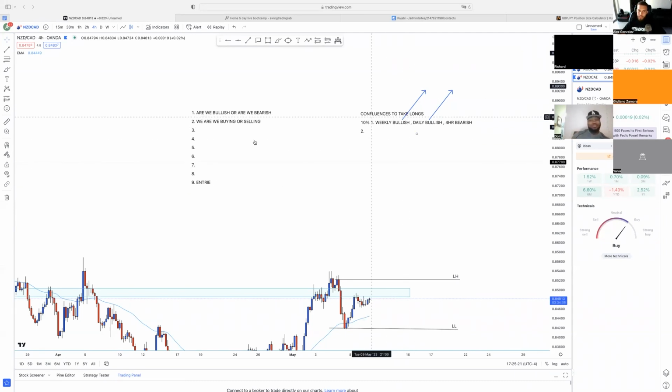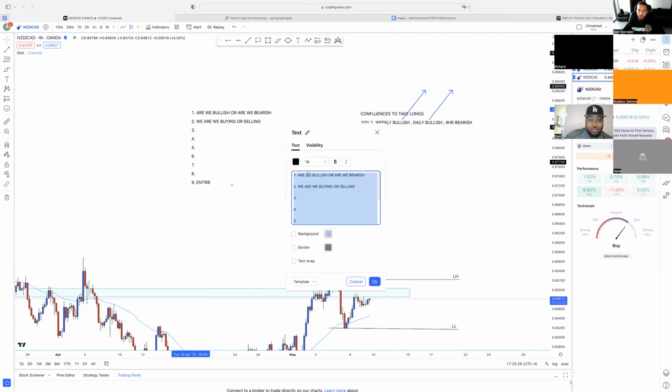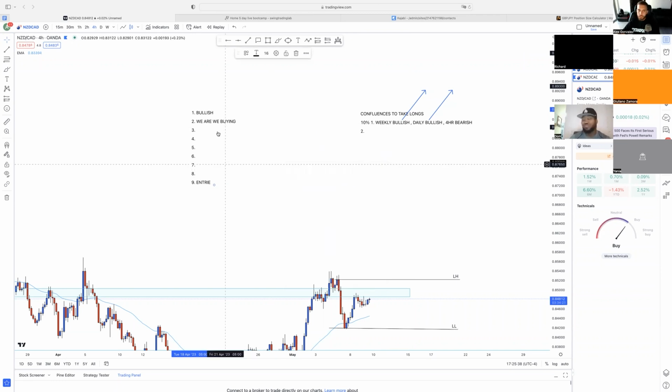So exactly, the second point would be where are we buying or where are we selling? If we already determined that we are, for this example, bullish, we automatically eliminate the existence of looking for sells. We're only looking for buys. So it just makes things a lot simpler. And where are we going to buy? That's where all these other things come in here.